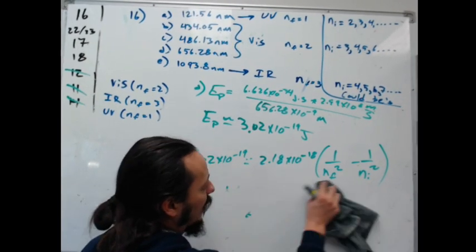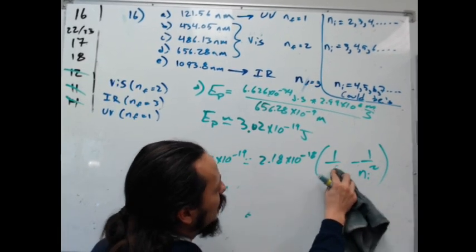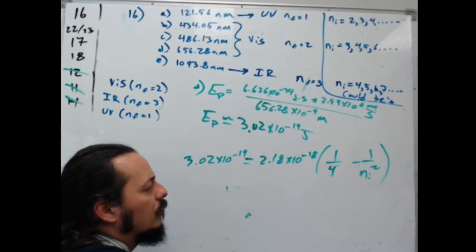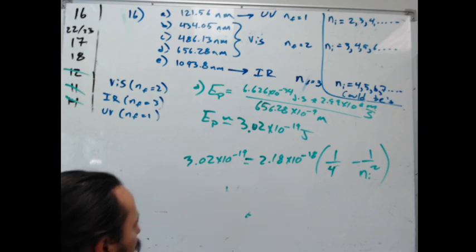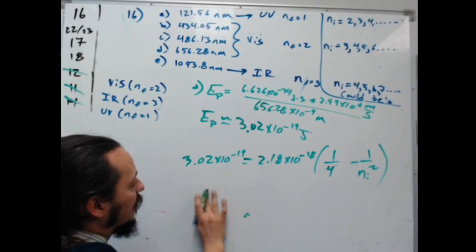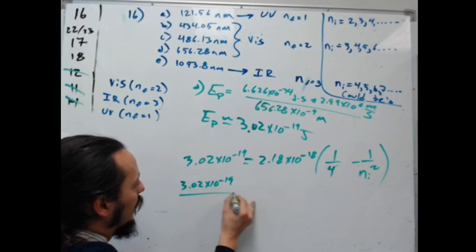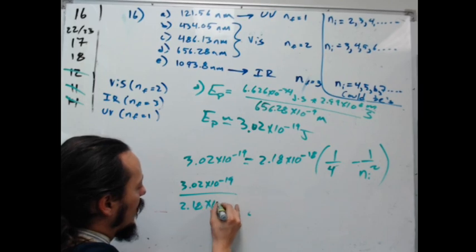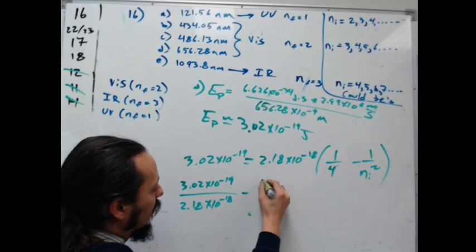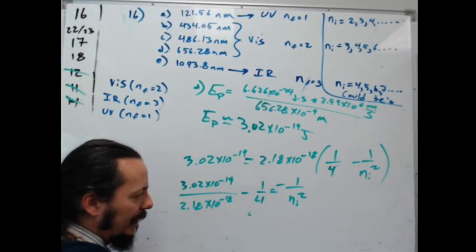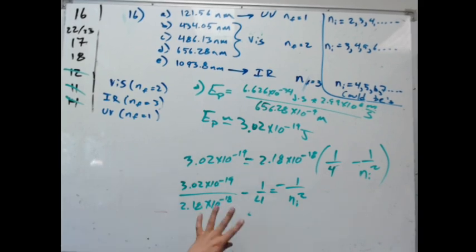Then we can go ahead and plug in the fact that we know n final is equal to 2. 2 squared is 4. And now we're just doing the same mathematical solution stuff we did before. I'm going to have 3.02 times 10 to the minus 19 divided by 2.18 times 10 to the minus 18, minus 1/4, is equal to negative 1 over n initial squared. Don't forget that negative. That negative sign you can't get rid of. We already took care of the absolute value. You can't just get rid of any negative sign you feel like. Got to be controlled about it.